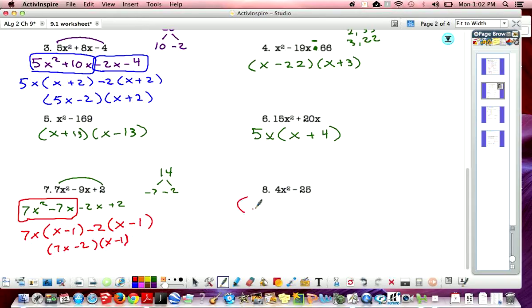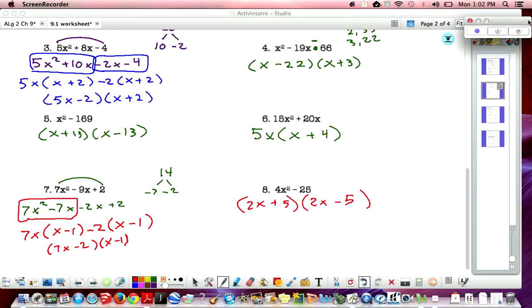On the last one, it's a difference of perfect squares. We have (2x plus 5)(2x minus 5). Whoops, helps if I write 5. All right, that's it for your 9.1 worksheet.